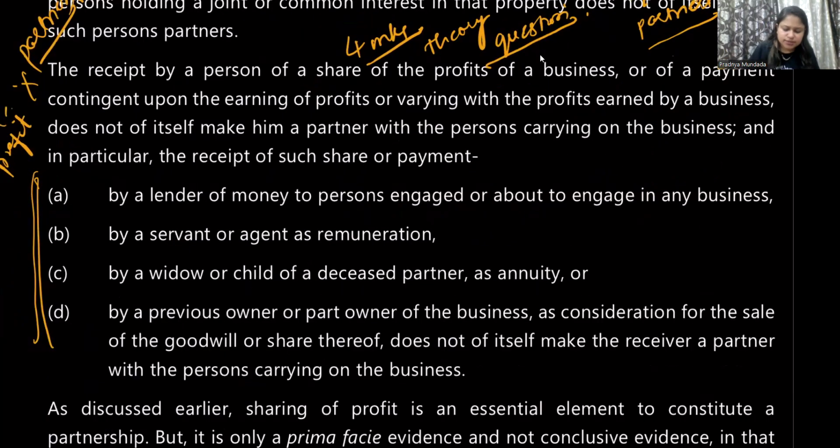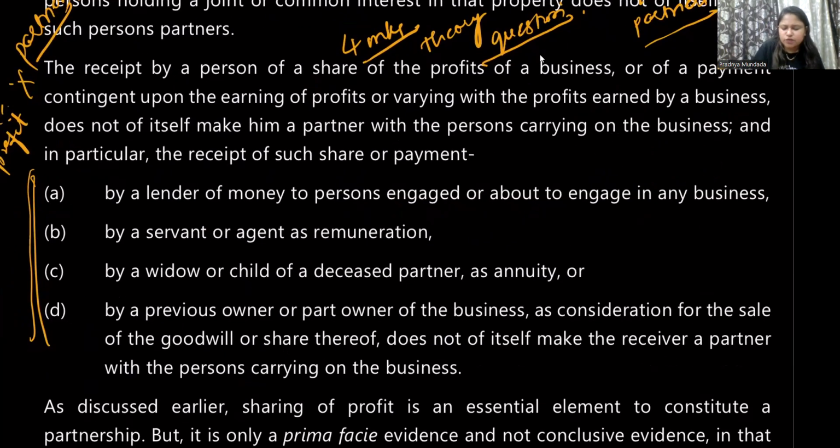Okay? Then what is this? The receipt by a person of the share of profits of a business or of a payment contingent upon earning of profits or varying with the profits earned by the business does not itself make him a partner with the person carrying on the business. And in particular, the receipt of such share of payment. Meaning is, we are telling every person who's going to share the profit is going to be the partner. But is it going to happen every time like that? No. Idea is an employee gets a salary. So he's also receiving money from the business. He's also getting a part of the earnings only, part of the profits only. But then, is he going to be called as a partner here?